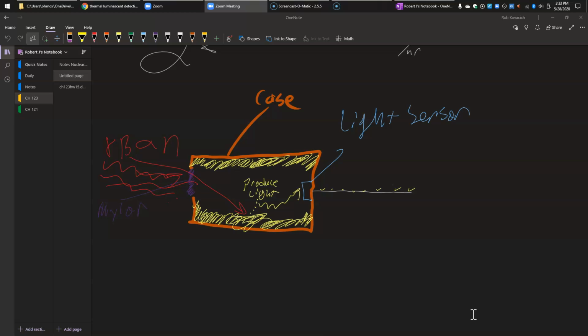Your phone camera? Yeah. This camera right here. Your digital camera. Oops. Sharing the wrong screen.